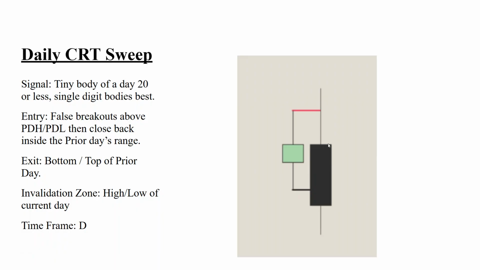So again, the exit is going to be the bottom or top of the prior day, depending on which way you're going. With these, once again, you don't have a bias. You're looking for which side gets swept first. So if you have a tiny body and then price sweeps the prior day low and then closes back inside of it, you will go long. But if price opens and then goes up and sweeps the prior day high and closes back inside of it, then you would go short. So it's just like I said, false breakout is all it is. But it's across a 2-day period, and that's all. And the time frame is on the daily.